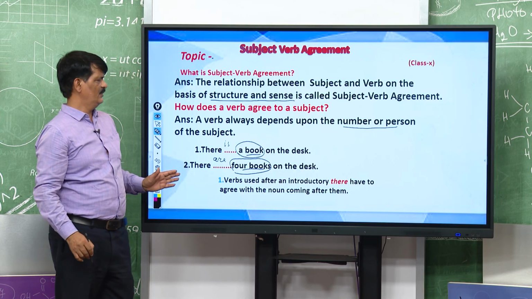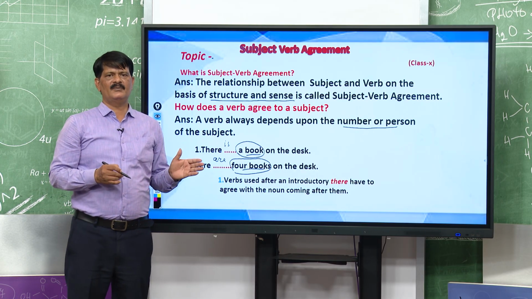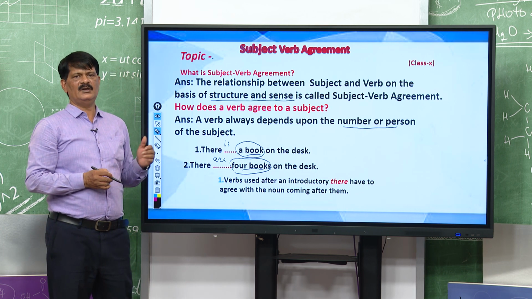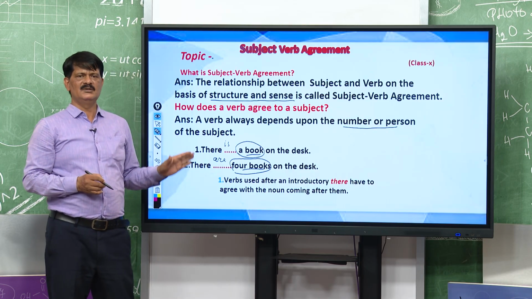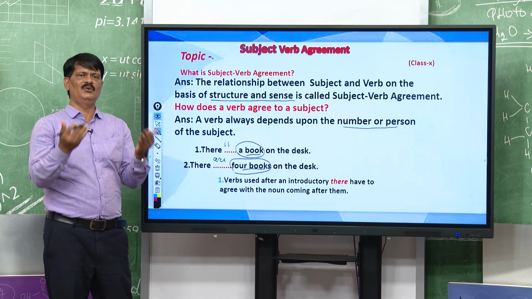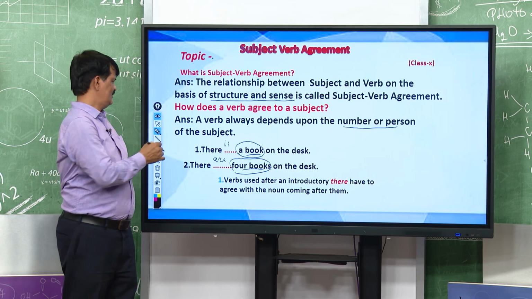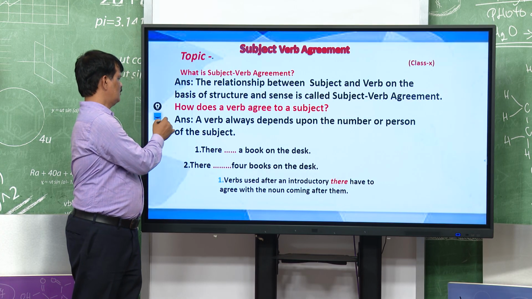It is clear? The verb used after an introductory "there" has to agree with the noun coming after that. Rule 1 is clear to you. Sometimes we get puzzled what to do after "there", will we use is or are. Yes, I think this one is clear to you. We will go to the next one.